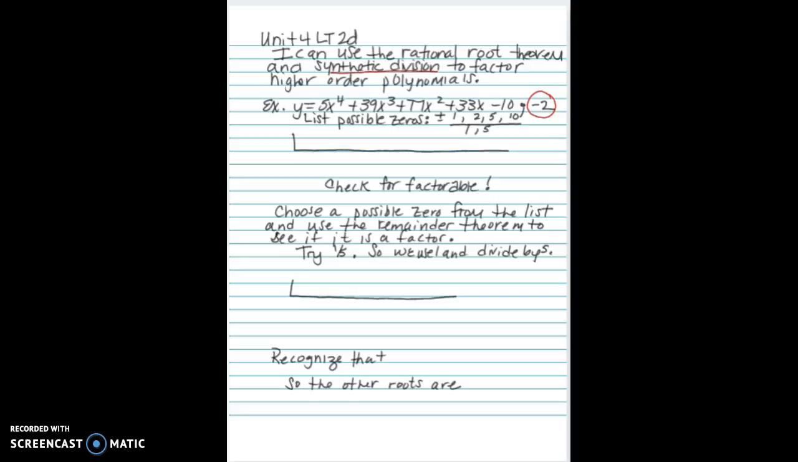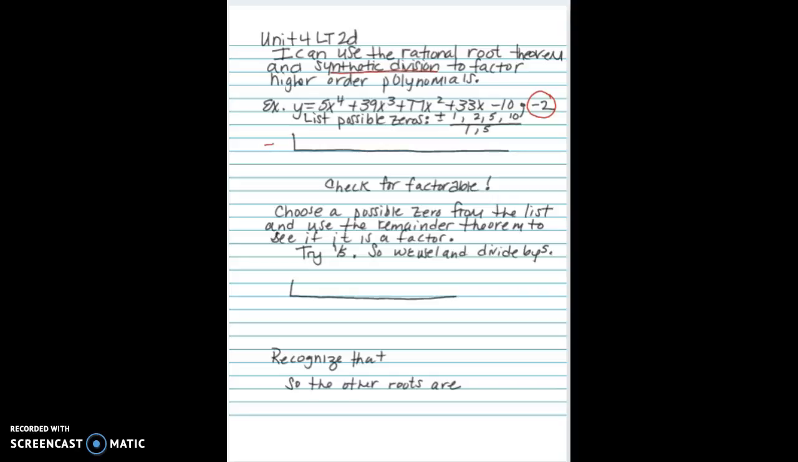So our first step is to list the possible zeros. Now the possible zeros are always positive and negative all of the factors of the constant term, so all of the factors of 10, which are 1, 2, 5, and 10, over all of the factors of the leading coefficient. The leading coefficient is 5, so we have a positive and negative 1, 2, 5, and 10 all over 1 and 5. But we're going to start with the one they gave us, and they gave us -2.